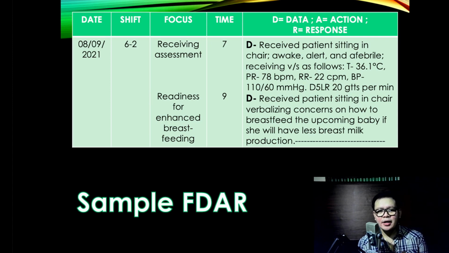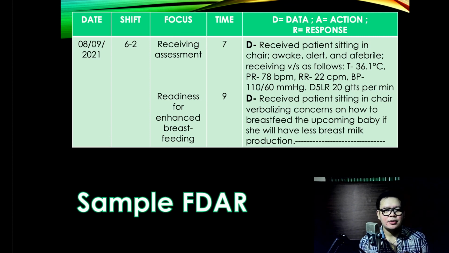So this is just a receiving assessment, in which, when you do your nurse's rounds at the bedside of your patient, you note the current vital signs of the patient. That could be a valid entry. Then around 9 o'clock, you are able to identify that your patient is, I think, an OB patient, because it's more into breastfeeding. So this is a postpartum mother.